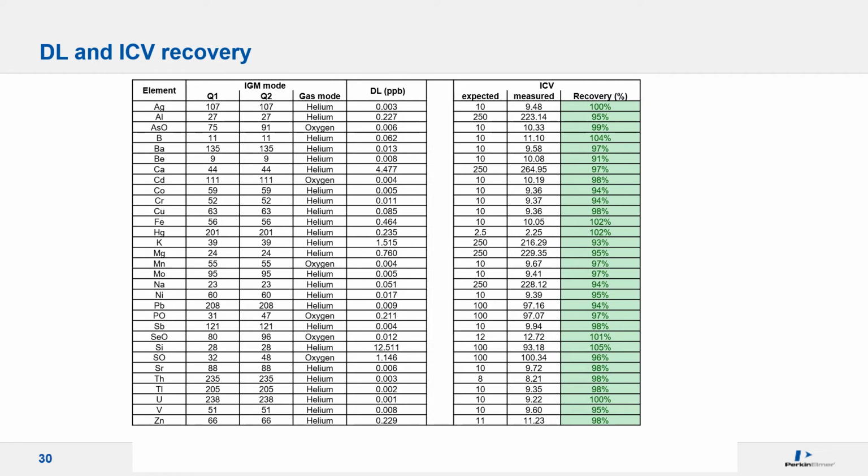For this example, we wanted to go for the speed of analysis, and so we kept the gas modes to just 2. In this case, helium for collision mode and oxygen as a DRC reaction mode. The multi-quadrupole technology of the NexION 5000 allows for the mass shift to be used in the case of elements such as arsenic, selenium, and phosphorus, as was previously discussed.